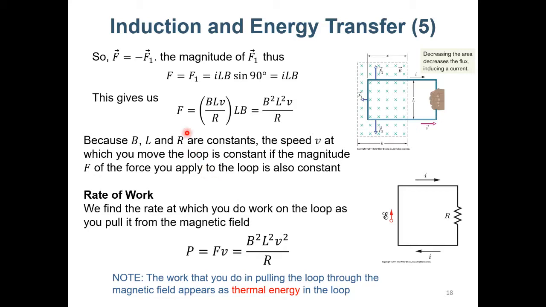And in this case, we know that P equals Fv, so the power will be B squared L squared V squared over R. The work that you do in pulling the loop through the magnetic field appears as thermal energy in the loop. So you will dissipate some power if you really drag this loop.